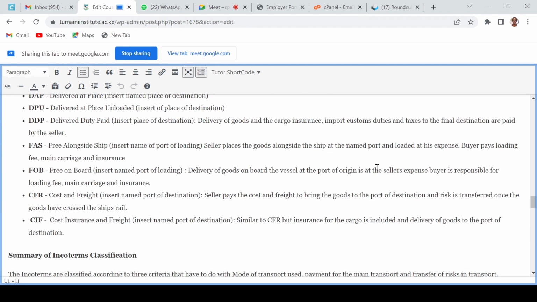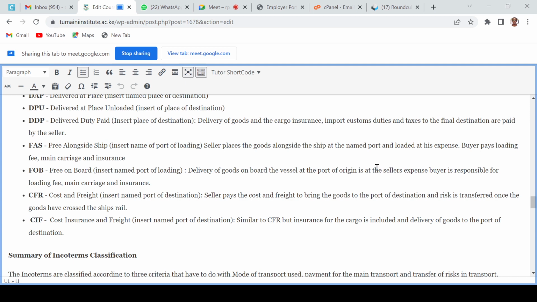Then we have FAS, free alongside ship. So seller places the goods alongside the ship at the named port and loaded at his expense. Buyer pays loading fee, main carriage and insurance. So unikama ile ya juu ilikuwa DDP, insurance, transport, kila kitu imelipwa. Lakini FAS inasema mimi nimepeleka kwa ship, up to there ni up to you, ulipie loading, ulipie carriage na ulipie insurance. Free alongside ship. Mi nimeweka tu kwa meli, it is up to you. Nimeweka kwa ndege, ukifika huko utalipia transport.